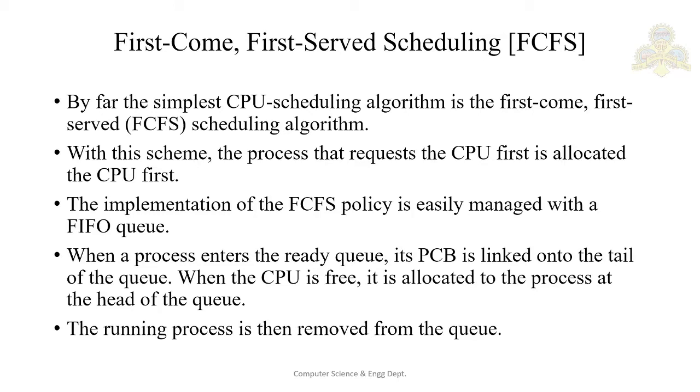Fine. So whenever a process enters the ready queue, that particular process's PCB will be linked to the tail of the queue, and whenever the CPU is free, it would be allocated to the process at the head of the queue. Once the process starts running, it would be removed from the ready queue. Okay, so we'll take an example, then you will understand.